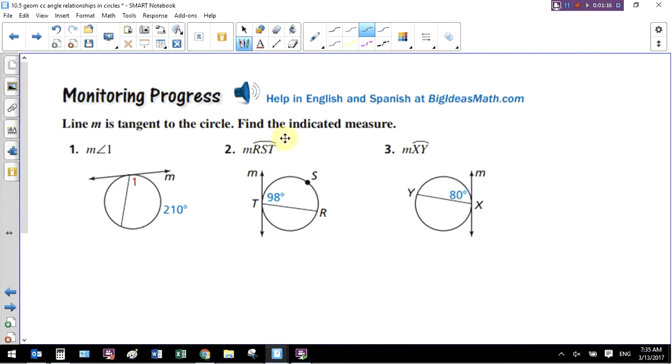So line M is tangent to the circle. Find the indicated measure. So if this is 210, then angle 1 will be half of that, which will be 105 degrees. If this is 98, RST will be double that. So 98 times 2, 196 degrees. So ADXY would then be 160 degrees.